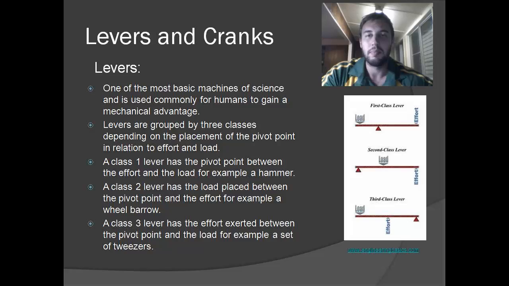Levers are one of the most basic machines of science and are used commonly for humans to gain a mechanical advantage. Levers are grouped by 3 classes depending on the placement of the pivot point in relation to the effort and the load. A Class 1 lever has a pivot point between the effort and the load, for example a hammer. A Class 2 lever has a load placed between the pivot point and the effort, for example a wheelbarrow. A Class 3 lever has the effort exerted between the pivot point and the load, for example a set of tweezers.